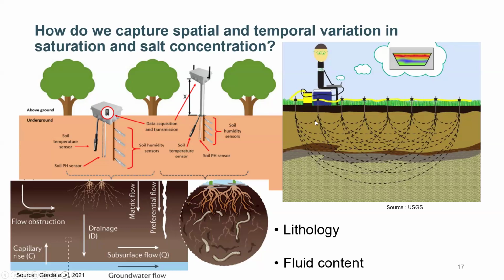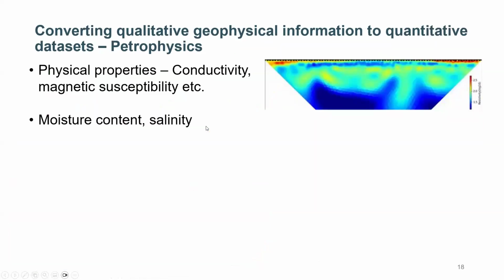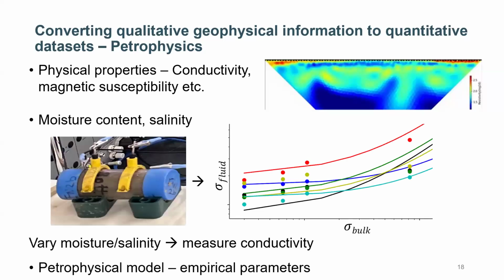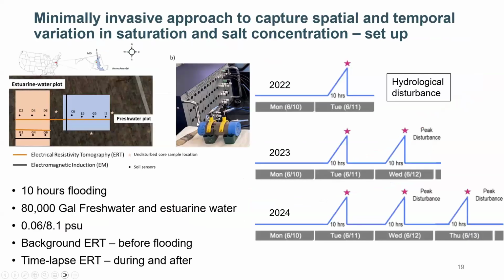So what we wanted to see is, can we use geophysical methods that have higher spatial resolution to capture these changes in moisture content and salinity in soil? What we are used to in geophysics is showing this type of image and saying we have higher conductivity here and lower at another region. But the focus here is to see how we can convert these to quantitative estimates of moisture content and salinity. So I will run quickly.